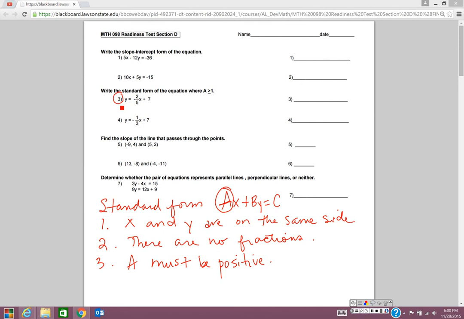If you look at number 3, we analyze why this is not standard form. First of all, we have a fraction. So, bam, we gotta get rid of that. So we gotta figure that out. Then x and y are not on the same side. And as it stands right now, the coefficient of x is negative. So we have to work all of these things out. So let's get started.